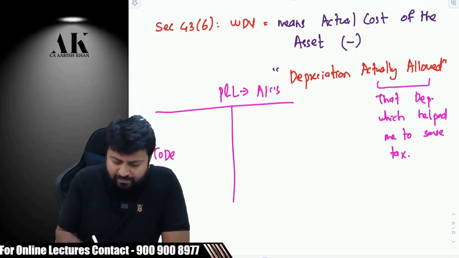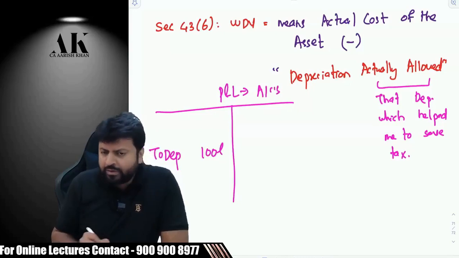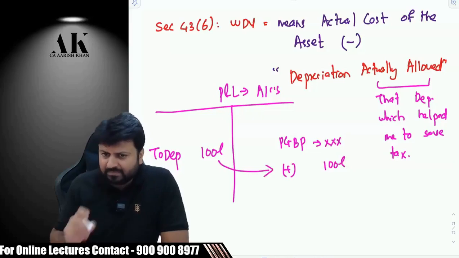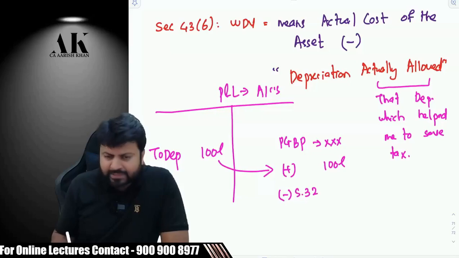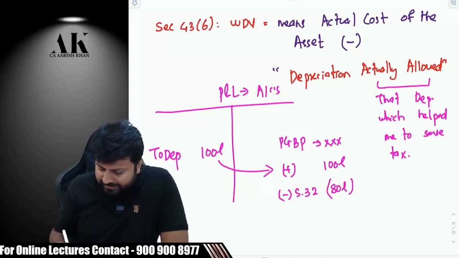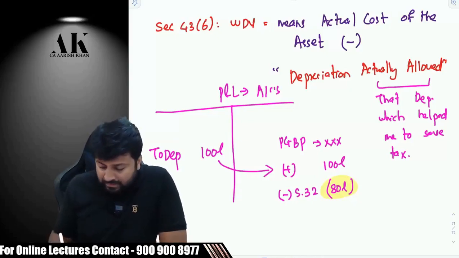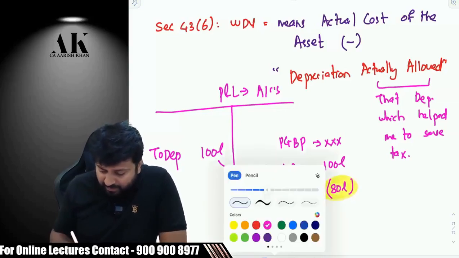In the accounts, there is some depreciation over here, say of 100 rupees. What do we do in tax? When we compute our PGBP, we add back this depreciation, right? Yes or no? And then we reduce what? The depreciation as per section 32. Suppose that is 80 rupees, okay? So please tell me, is this 80 rupees helping you to save your tax? Yes. It is helping us to save the tax. Therefore, this depreciation can be called as what? Depreciation which is what?